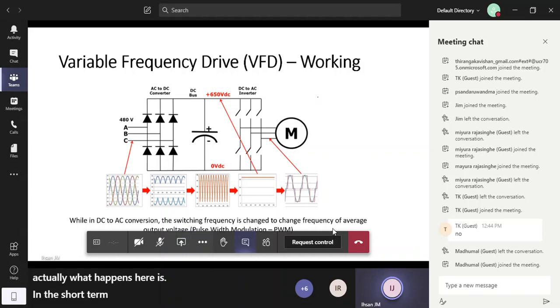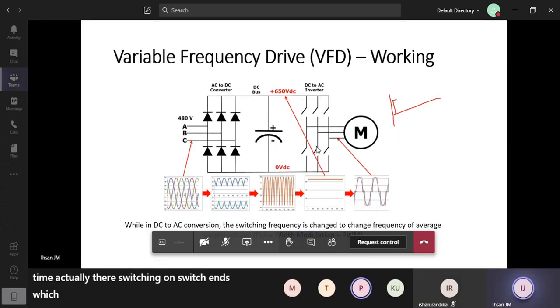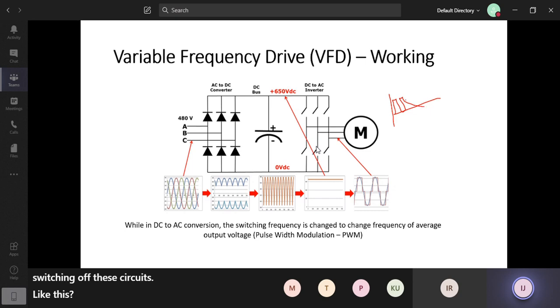In a very narrow time interval, they are switching on and switching off these circuits like this. For the below part, again they will change the polarity and switch on and switch off. So when you switch on this, the polarity will be in one direction, but when you switch on this, the polarity will be in another direction. That's how they change the polarity. So actually the average voltage shape is going to be like an AC sine waveform.